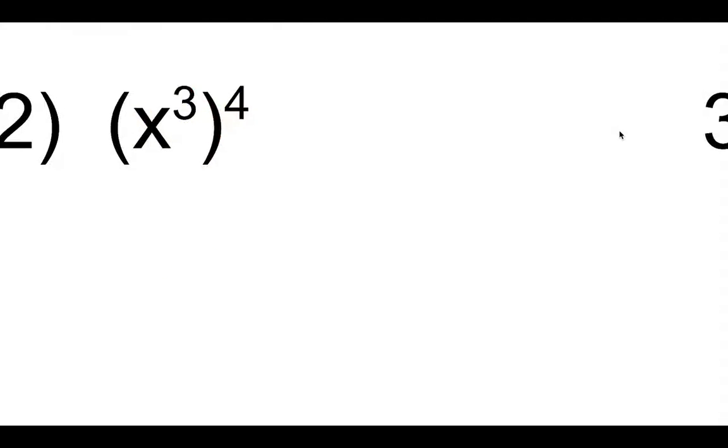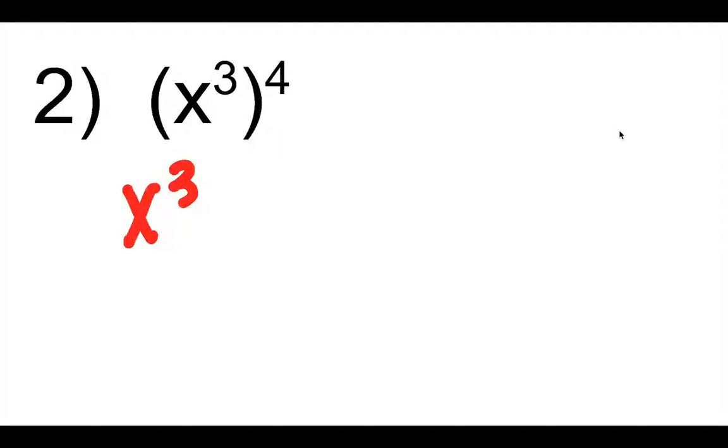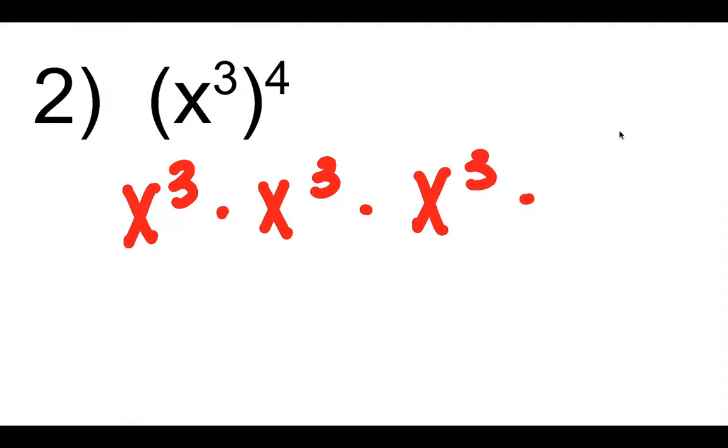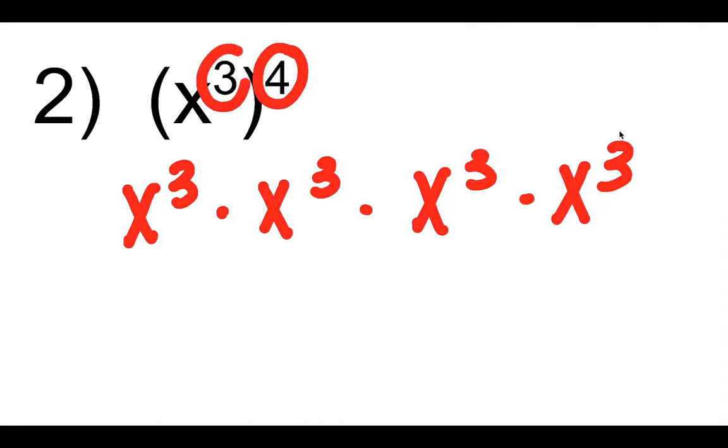So here, instead of having to say x to the third times x to the third times x to the third times x to the third, I mean, these numbers could get pretty big. Like you could be multiplying a bunch of monomials out multiple different times. Instead of having to do all this and then add all the exponents up, we could just say 4 times 3. Keep the base, it's 12.